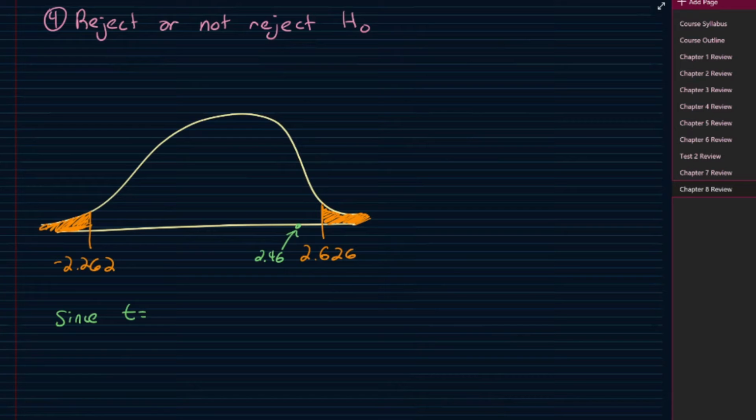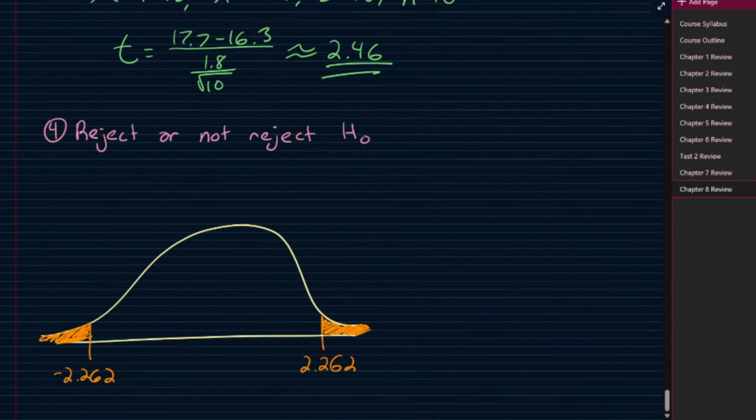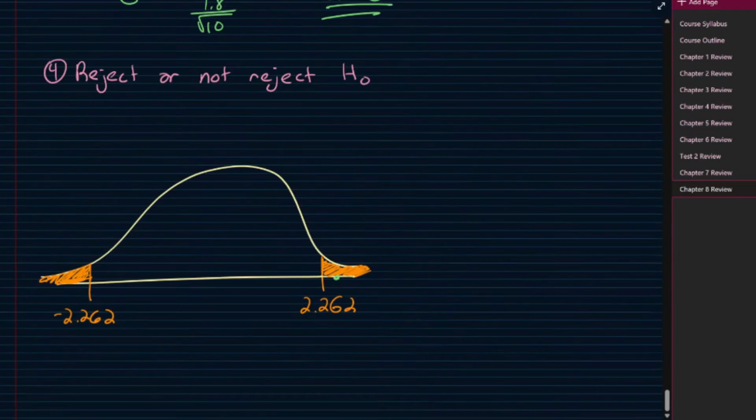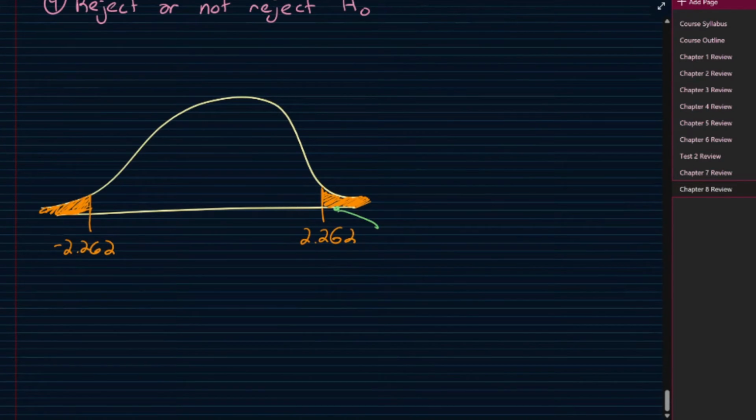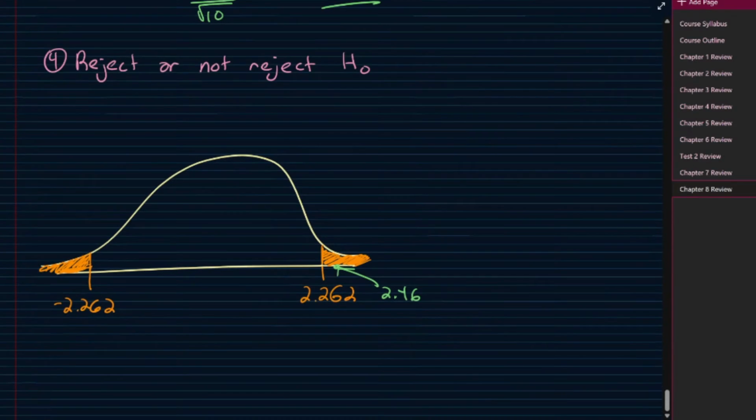wait, sorry, it is. I messed up the number again. Sorry guys, sorry. This is 2.262. So it is in the critical range. 2.46 is in the critical range. Okay, so again, we reject h sub 0.